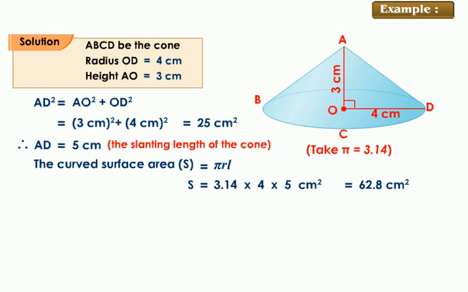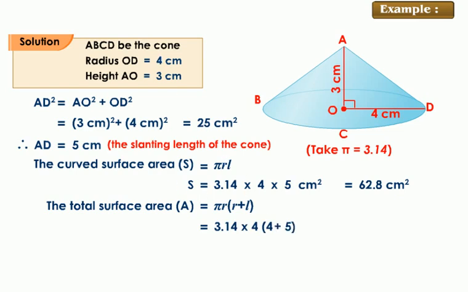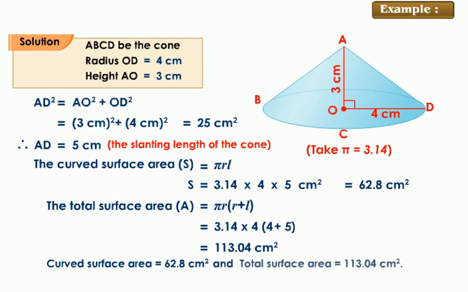Now let us calculate the total surface area. We know that the total surface area, that is A, is given by pi r into r plus l. Substituting the value of pi, r, and l in this relation, we write 3.14 into 4 into 4 plus 5. That gives us 113.04 centimeter square. Therefore, the curved surface area of the cone is 62.8 centimeter square, and the total surface area is equal to 113.04 centimeter square. And that is the required answer.